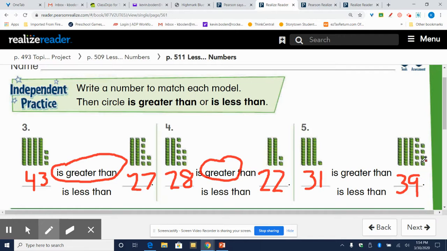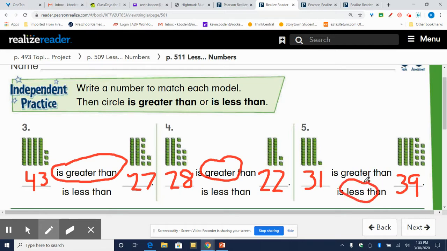You should have said 9 ones is greater. So we have to read this problem left to right like we're reading a story. Are we going to say 31 is greater than 39? Or are we going to say 31 is less than 39? What do you think? You should have said 31 is less than 39.